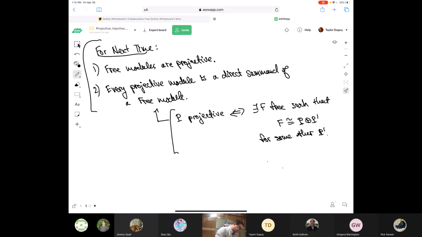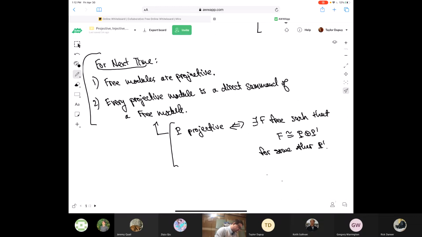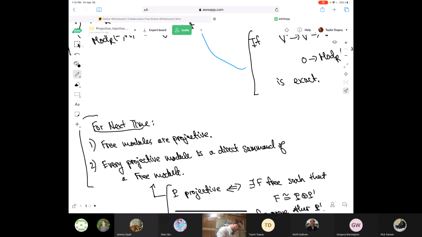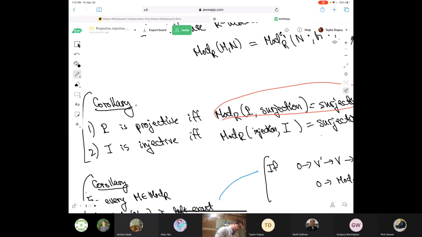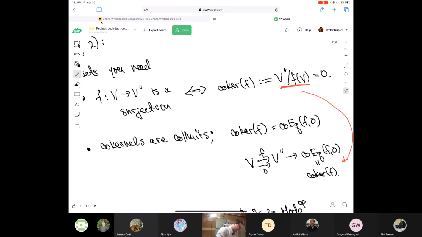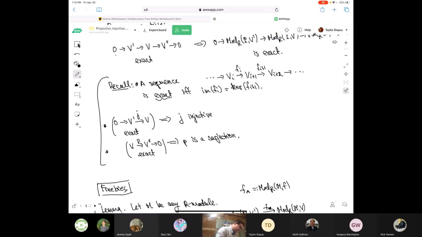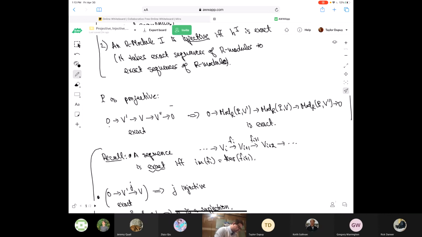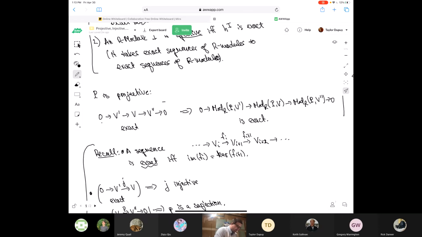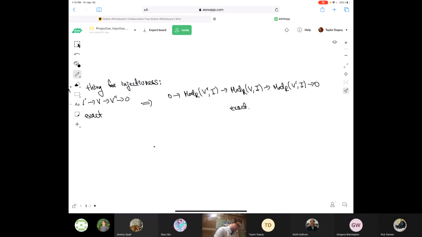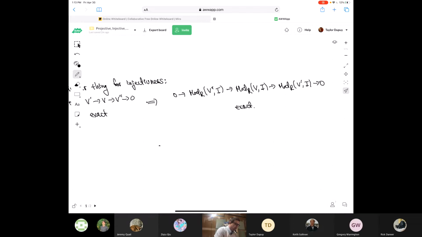Last time we talked about injectivity and projectivity, and these are the things I owed you: that free modules are projective and that every projective module is a direct summand of a free module. We introduced the notion of projective modules, which are ones that take exact sequences to exact sequences in the functor represented by it. And then there were injective modules, which took exact sequences to exact sequences in the functor co-represented by it.